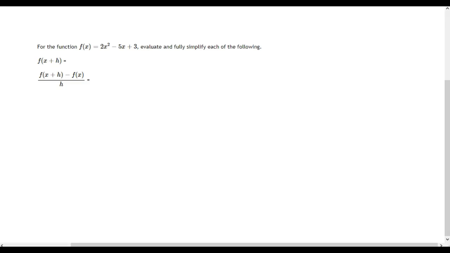So we're asked for the function f of x equals 2x squared minus 5x plus 3. Evaluate and fully simplify each of the following. So we're given f of x plus h and then f of x plus h minus f of x, all divided by h. So we're going to work on these, but let's work on the first one and see what we can come up with.